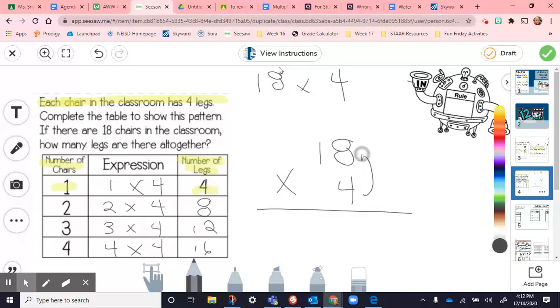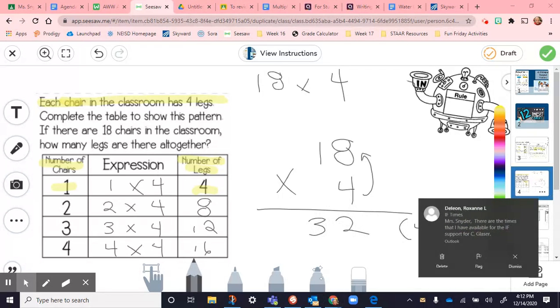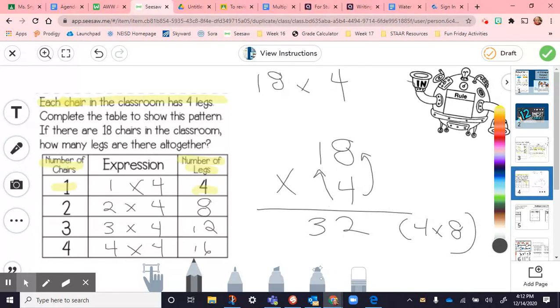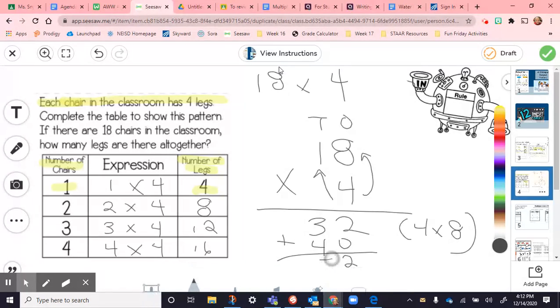Here I'm going to do 4 times 8. That gives me, I know 8 and 8 is 16, 16 and 16 is 32. Then 4 times 1, but it's not really a 1 because it's in the tens place, so it's actually a 10. 4 times 10 is 40. And so when I add these partial products up, I get 72. So if she had 18 chairs, that would be 72 legs.